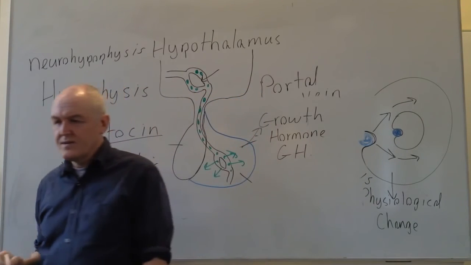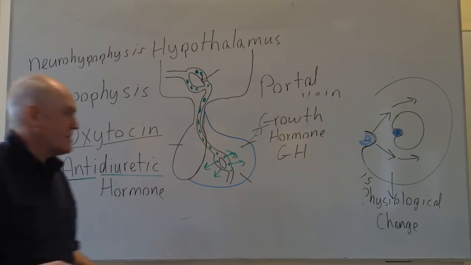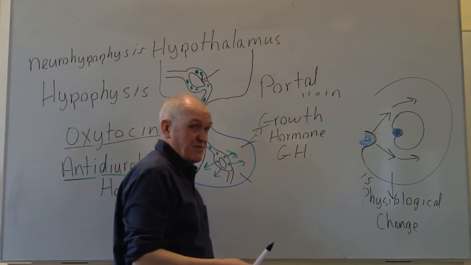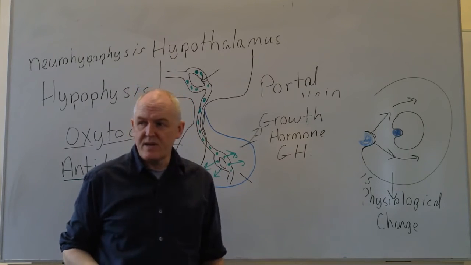GH, the growth hormone. So why do children grow? Well, they grow because all the tissues that grow in the body, pretty well all the tissues that grow in the body, are coordinated by growth hormone. It is stimulating growth.